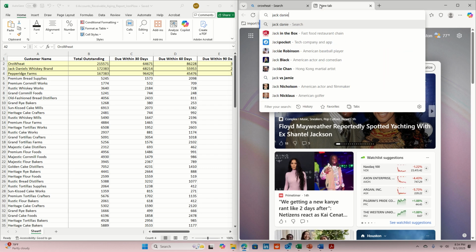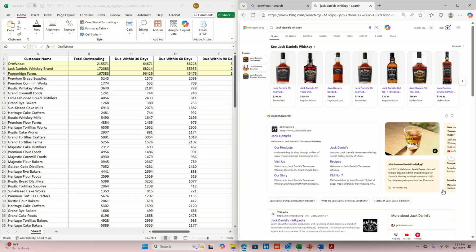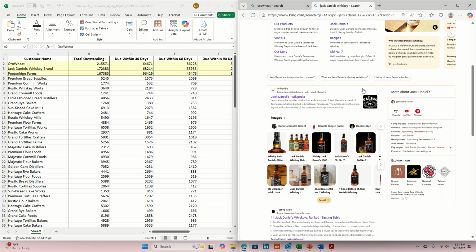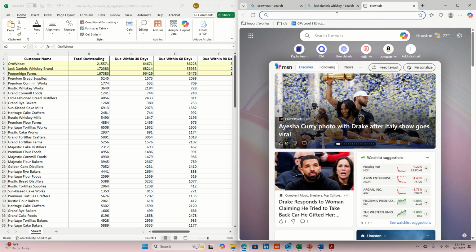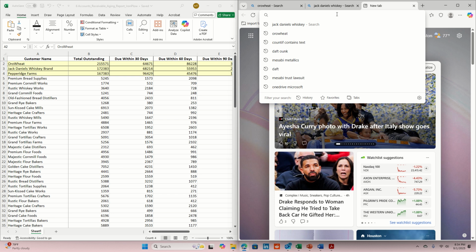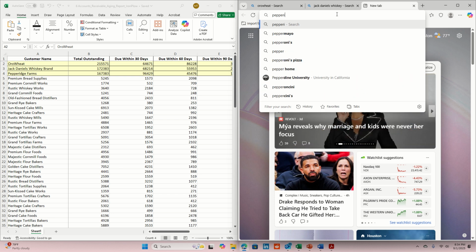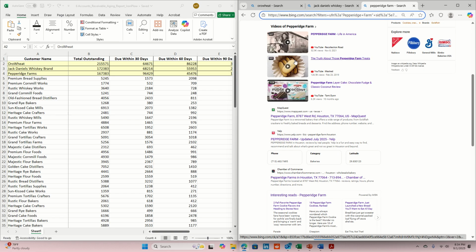Jack Daniels, whiskey. Okay, they look like they're a whiskey company. They're manufacturing whiskey. Whiskey is made with whole wheat or with wheat. It's fermented wheat. Okay, and if we do Pepperidge Farms, they make a brand of baked goods, which I'm guessing is made from whole wheat.